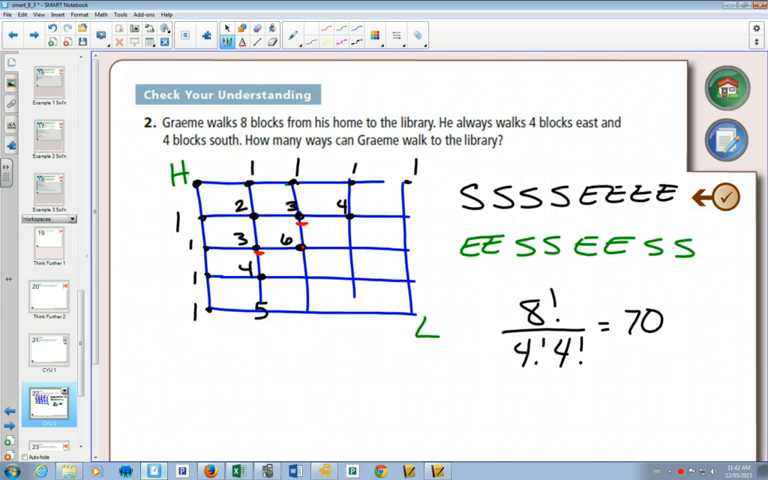And so now we see that you can find all of these numbers by just adding up the diagonal. 1 plus 4 is 5, 4 plus 6 is 10, 6 plus 4 is 10, 4 plus 1 is 5. This will be 15, this will be 20, this will be 15, 35, 35, and lo and behold, 70 ways to get to the library. Yes?